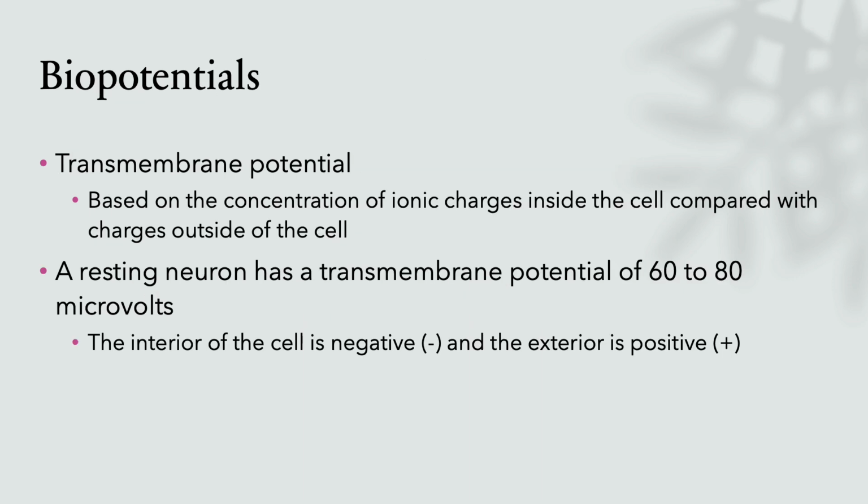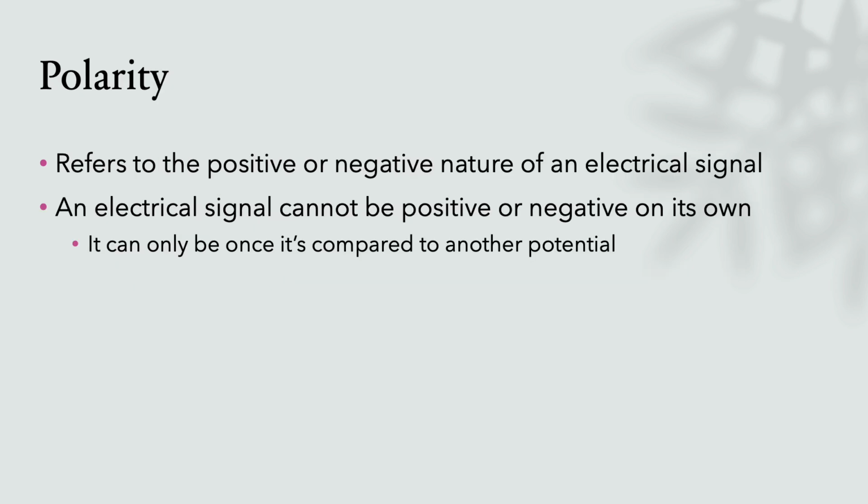When we talk about electricity in the body, we're talking about biopotentials. Electrical potentials found in a biological organism. Every cell has a membrane with a transmembrane potential, which means there is a difference in the voltage on the inside of the cell versus the outside of the cell. A resting neuron has the transmembrane potential of about 60 to 80 microvolts, whereas the interior of the cell is negative and the exterior of the cell is positive.